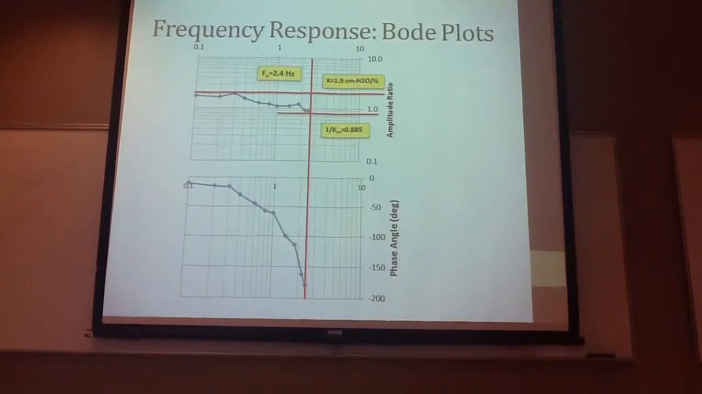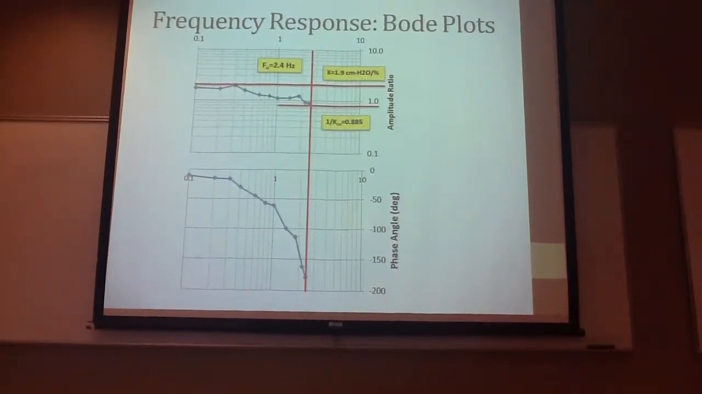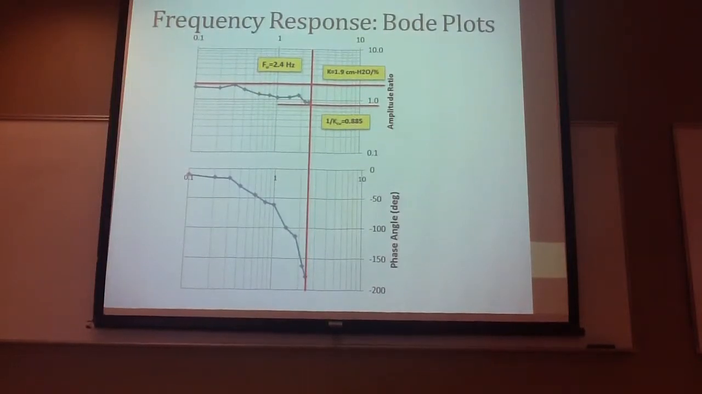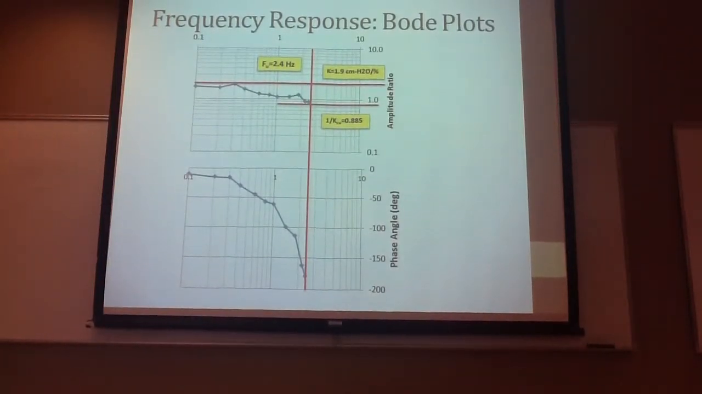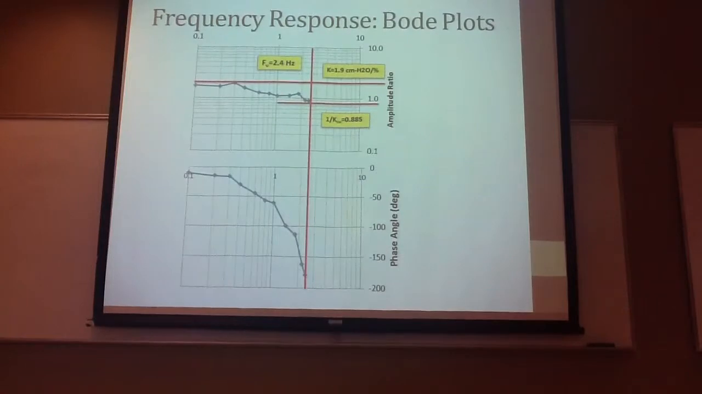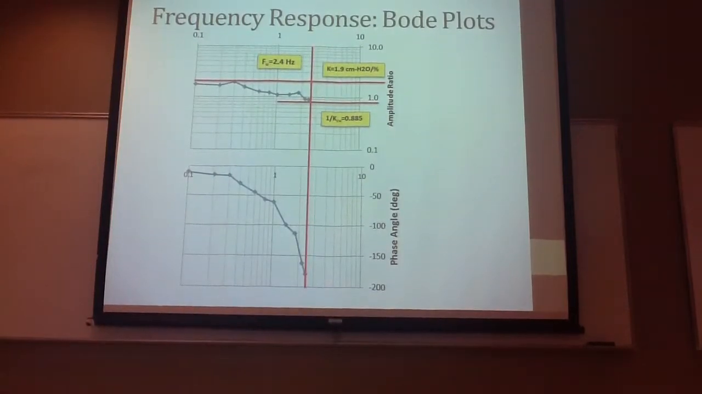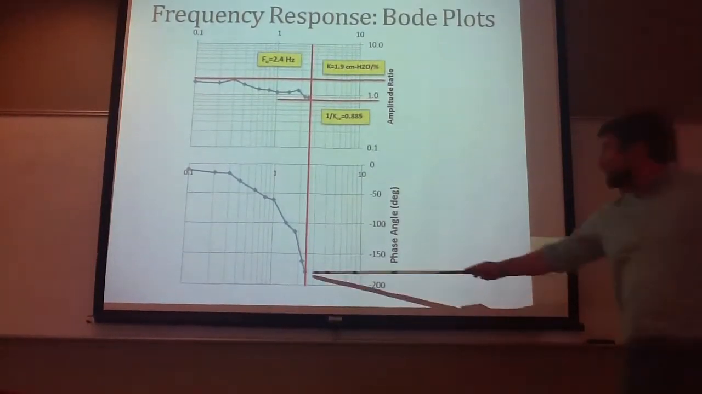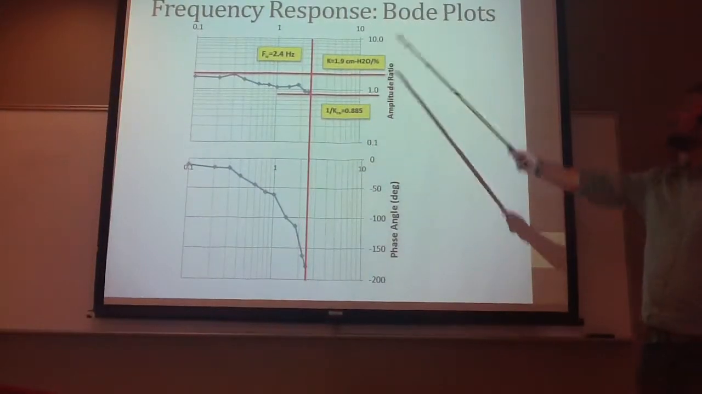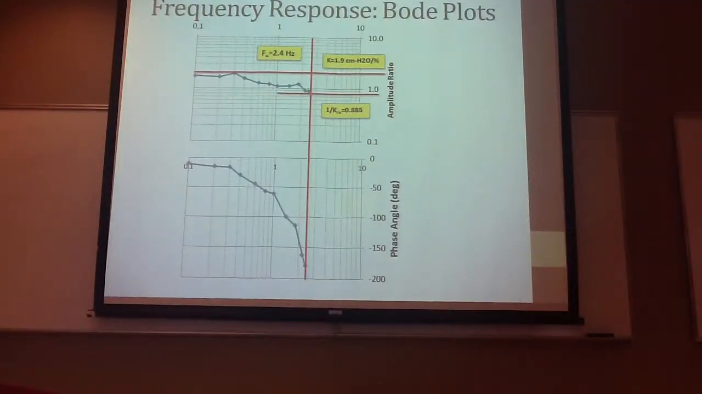This was a sample that we took from our data. You can see here that our gain was 1.9 centimeters of water per percent. Our ultimate frequency FU is 2.4 hertz. As this crosses 180, take it straight up. Our 1 over KCU is 0.885.